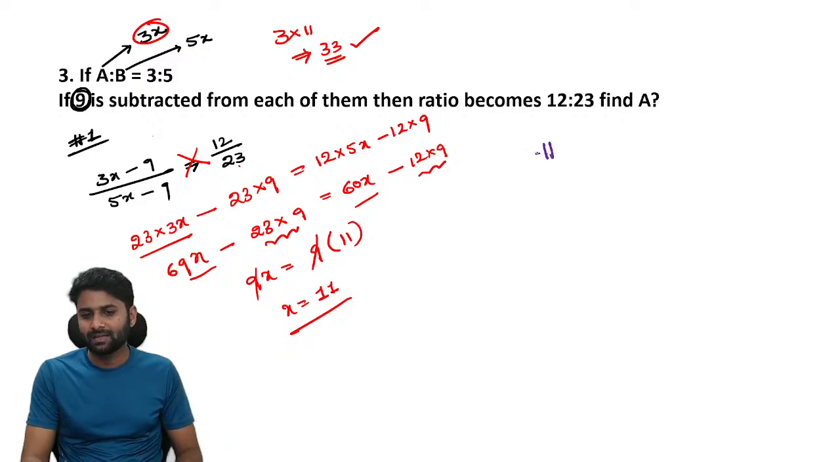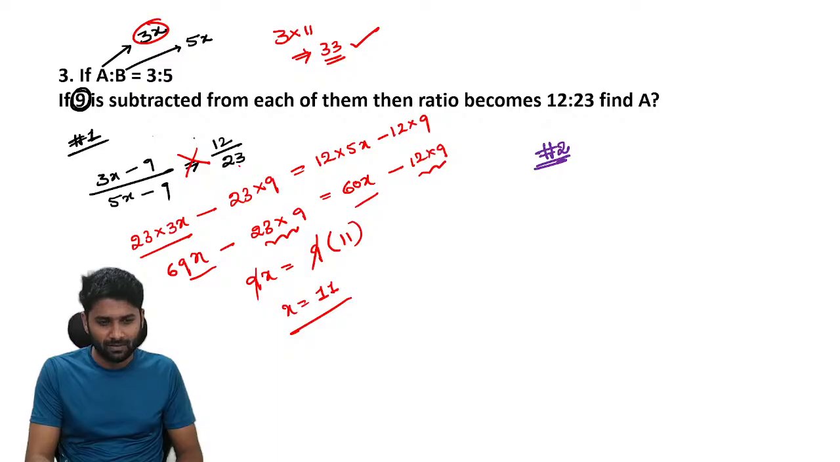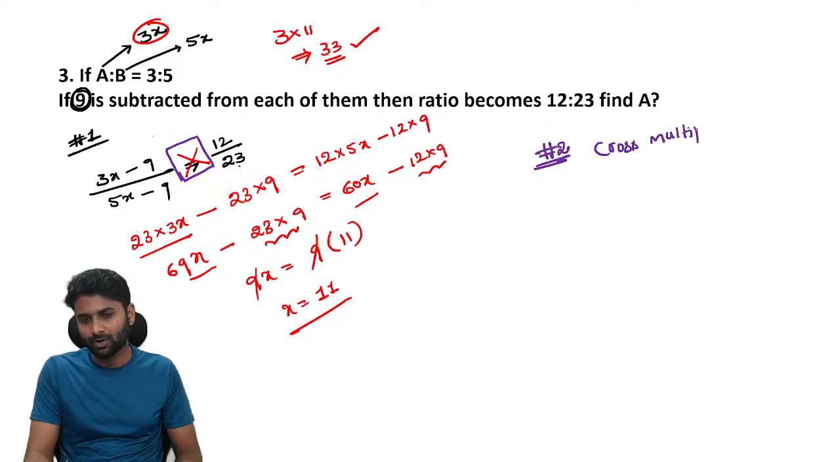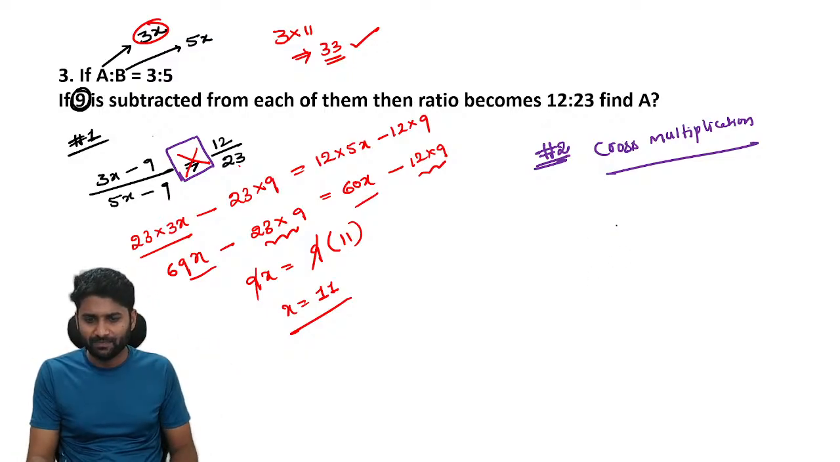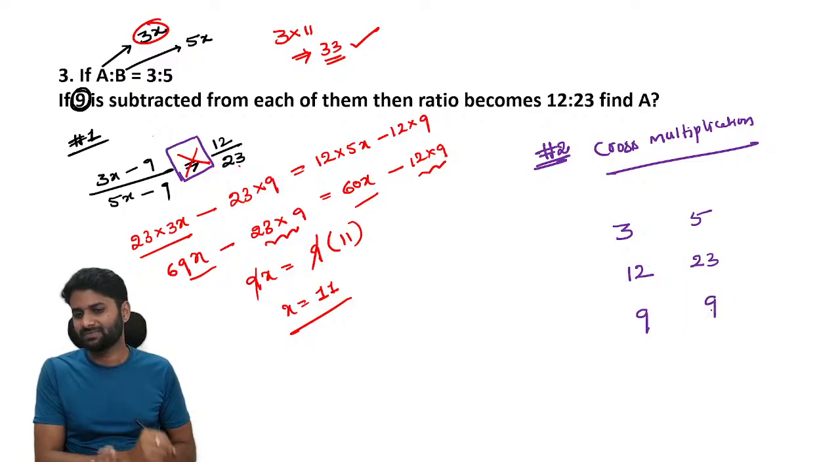Let me teach you this calculation. Understand, guys. Here the name is cross multiplication. I will make it easy. I don't want to take long calculations. Cross multiplication is a pure observation. It's not a shortcut, it's observation. Initially, three quantities and five quantities. If we subtract one number, then it leaves again the ratio of 12 and 23. How much are we subtracting here? 9 we are subtracting here, 9 here.